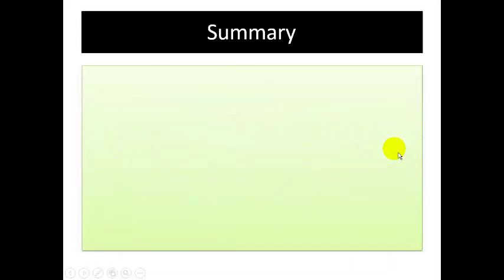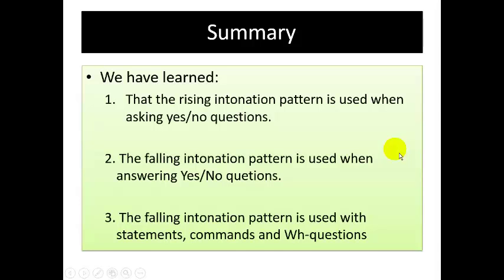Let's summarize what we've been doing. Today, we have learned, first, that the rising intonation pattern is used when asking yes-no questions. Second, the falling intonation pattern is used when answering yes-no questions. And the falling intonation pattern is also used with statements, commands, and WH questions.